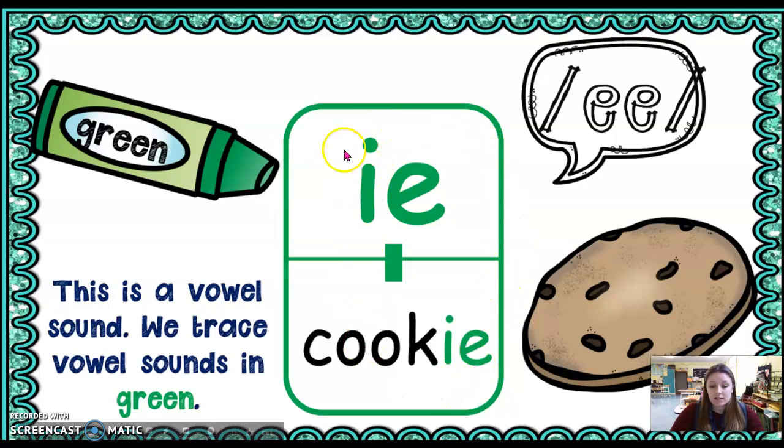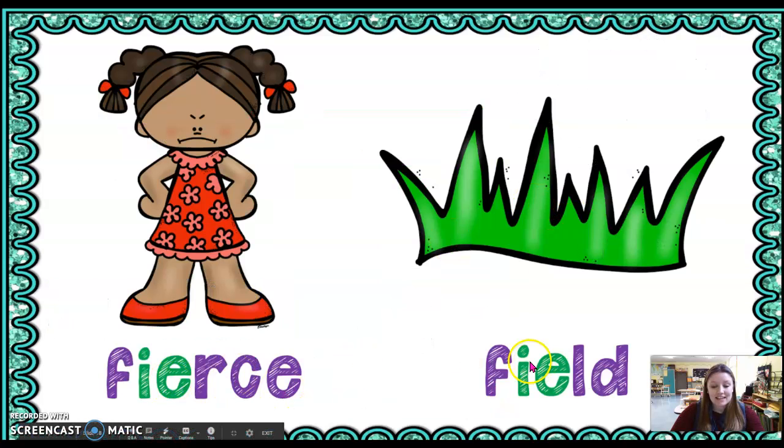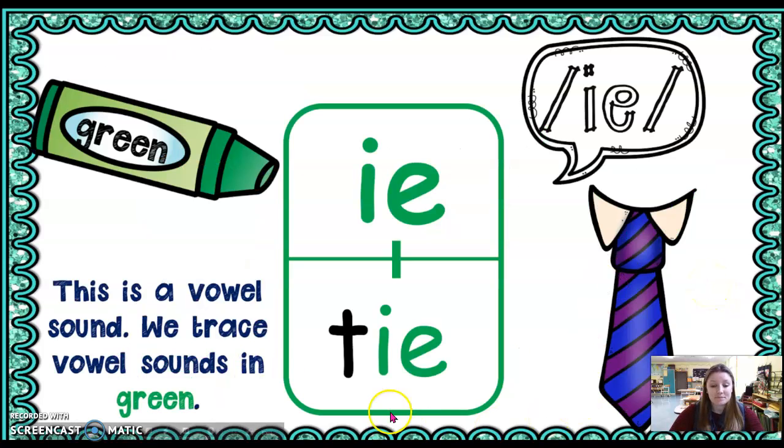And this sound card, also a vowel card, which is why it's green. Remember, green means go, and the air comes out our mouths when we're making vowel sounds. The IE spelling on this card makes the E sound. I want you to say E. For example, cookie. These two words use IE to make the E sound too. Fierce and field use IE to say E.